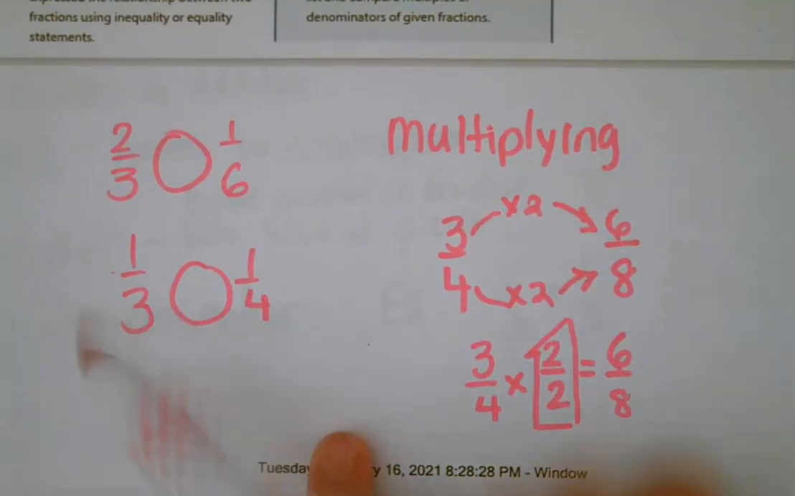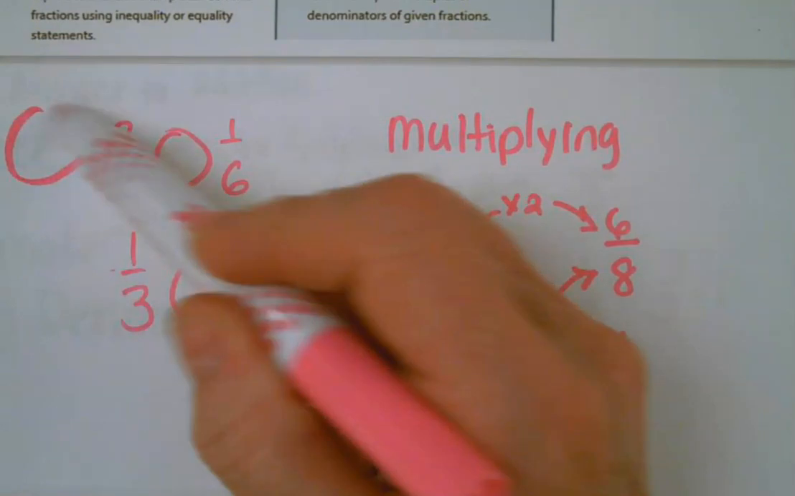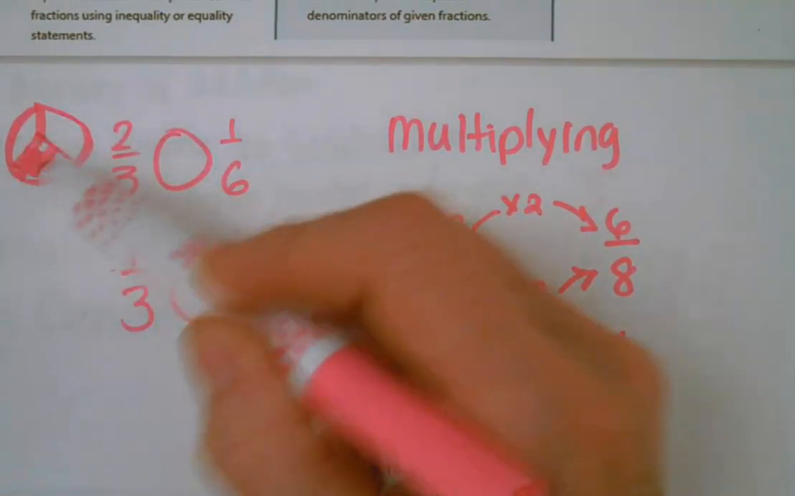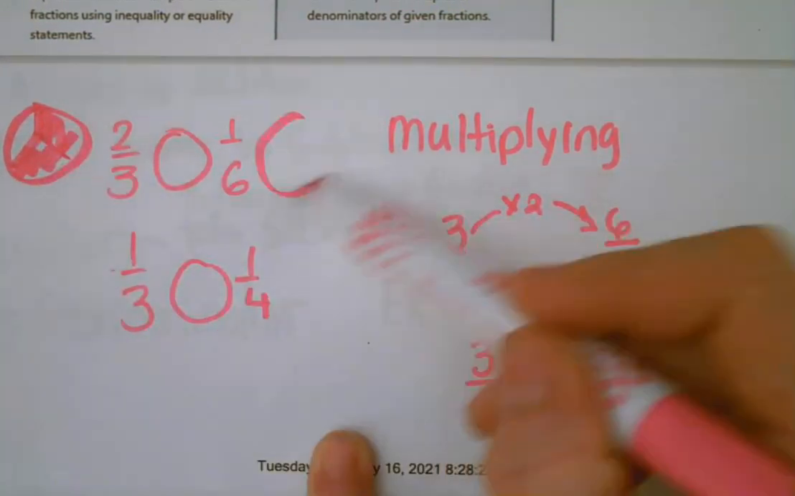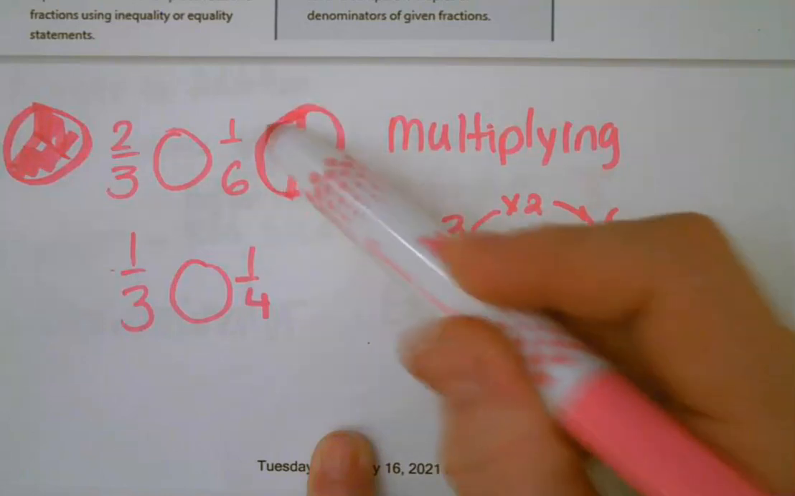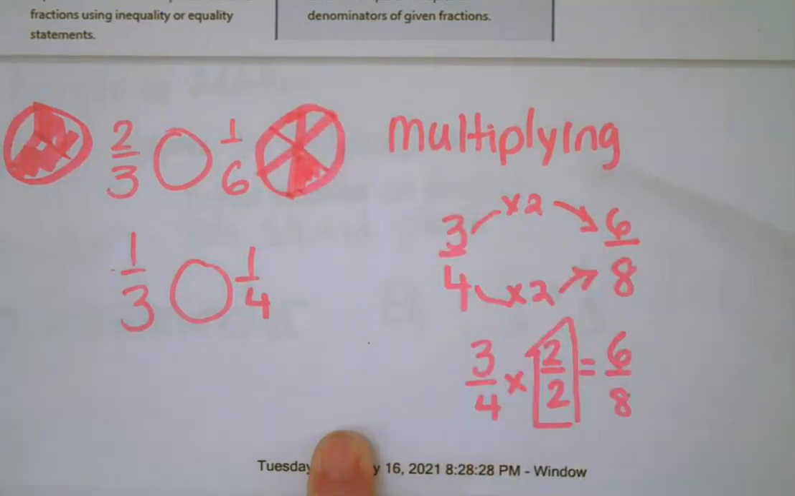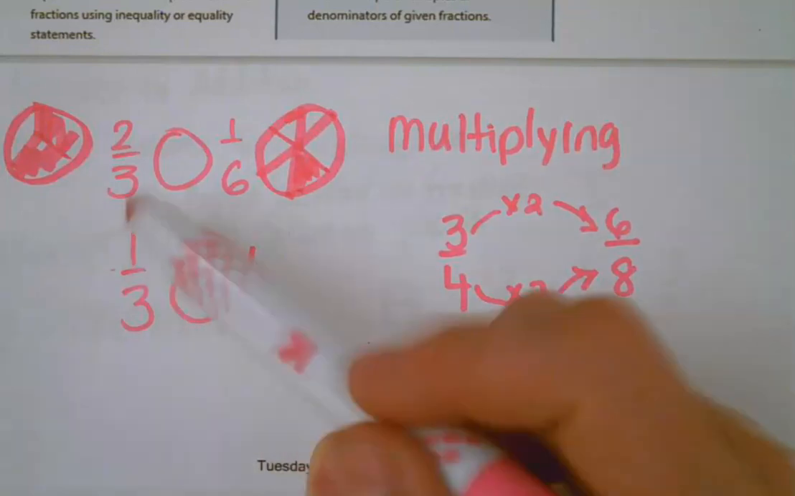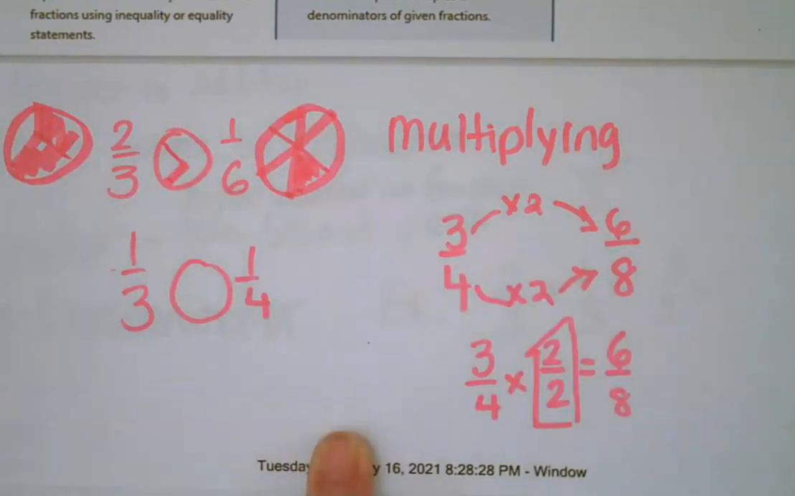All right, in this case, I might just draw a picture of what 2/3 would look like and shade in 2/3. Then I would draw a same size circle, divide it into 6, and shade in 1/6. And I would be able to tell that the 2/3 is greater than 1/6.